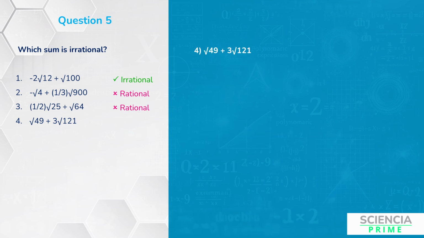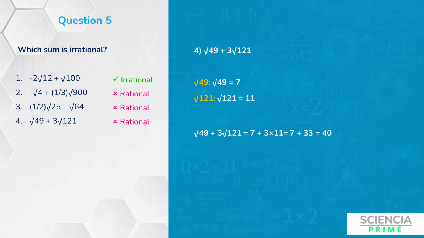Option 4, the square root of 49 plus 3 times the square root of 121. Simplify the square root of 49. The square root of 49 equals 7. Simplify the square root of 121. The square root of 121 equals 11. Substitute the simplified values. 7 plus 3 times 11 equals 7 plus 33 equals 40. The result is 40, a rational number.